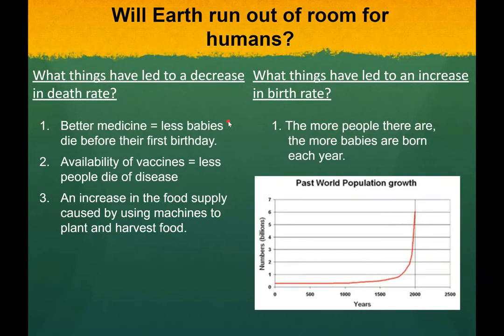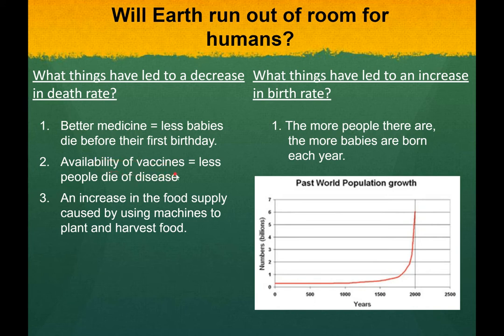So there are a couple things that have led to a decrease in our death rate, which of course would cause our population to increase. So better medicine. So we have a lower mortality rate, meaning fewer babies are dying or fewer people are dying at a young age. So they're making it to adulthood where they could have their own children.